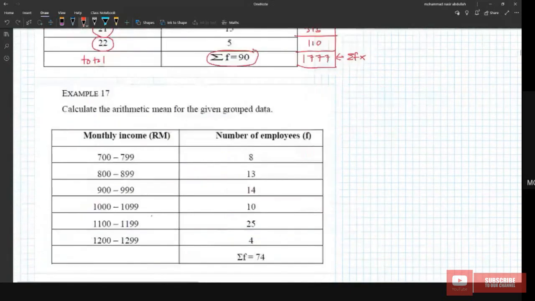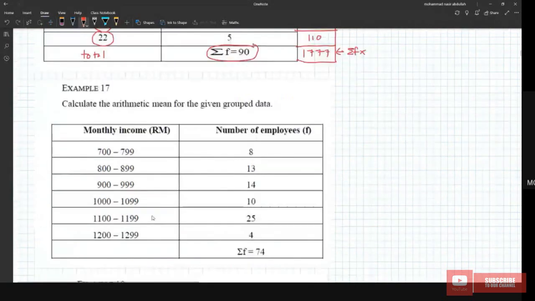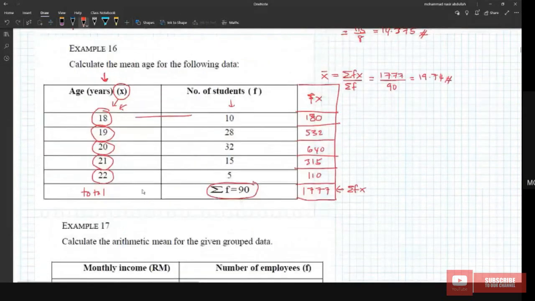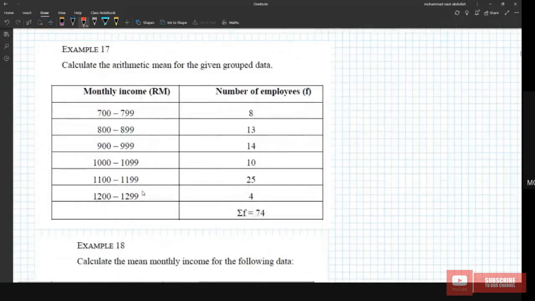Right, so now we move to the next example, which is example number 17. Now, this is also group data because the data is presented in a frequency table, right? The difference between example number 16 and example number 17 is, in example number 16, we don't have a class size. Each class has a unique value, so the unique value is X. Now in example number 17, we don't have a unique value. We do have a class size. So each class has a class size.